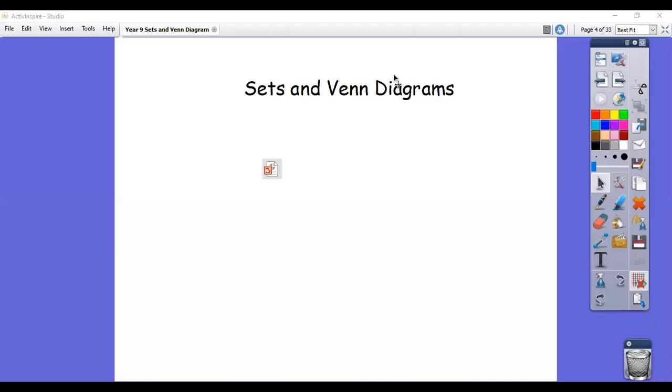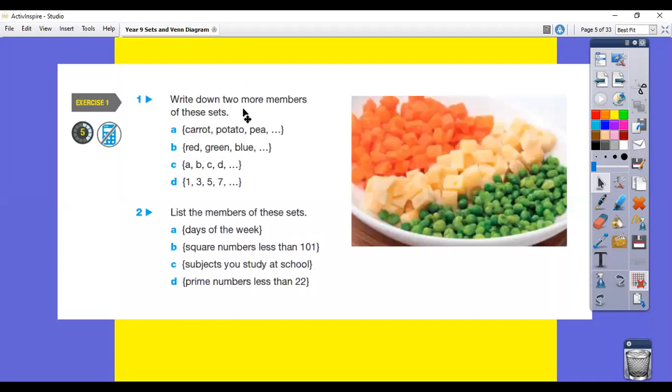So yes, moving on. We've got exercise 1, and it says write down 2 more members of these sets. Here you've got carrot, potato, pea. So what do you think can be in here? Obviously these are vegetables that we eat. So think of 2 other vegetables that you think might join in this set.